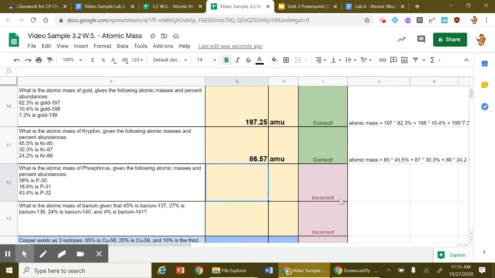All right, let's try and get these last two before my class begins. What is the atomic mass of phosphorus given the following atomic masses and percent abundances? So 38% is phosphorus 30, 18.6% is phosphorus 31, and 43.4% is phosphorus 32. So I'm going to do the work right here. Again, if you'd rather do this on a sheet of paper and then attach a picture, that's also fine with me. I just think it's easier, on a computer at least, to type. Maybe not on an iPad or something, but here we go.